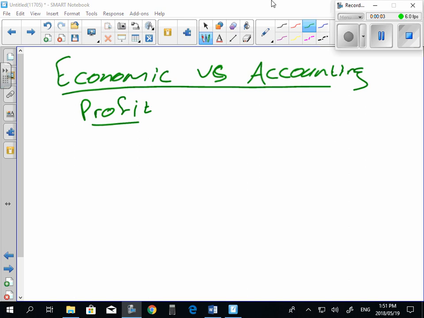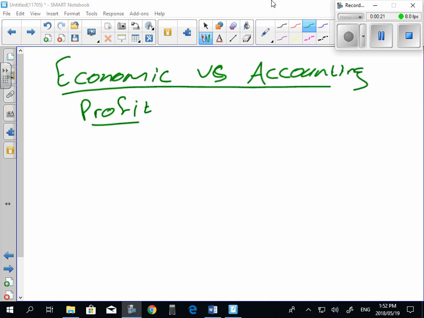All right, so we're going to look at the difference between economic and accounting profit. Now, the difference between them is that economic profit takes into account the opportunity cost of whatever you're doing.